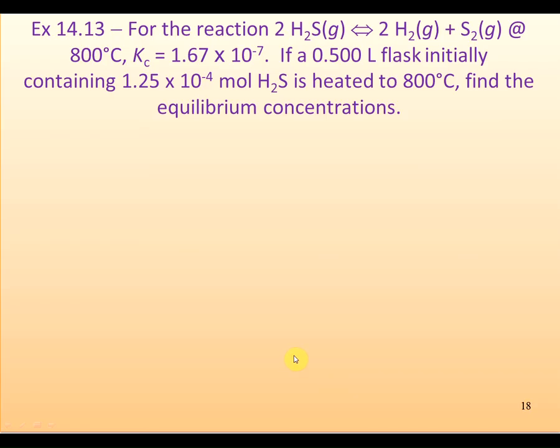Here we're looking at hydrogen sulfide being decomposed into hydrogen and sulfur, and they give us a K value. They also tell us that the volume of the flask is 0.5 liters, and that initially we have this many moles of hydrogen sulfide, and they want us to find the equilibrium concentrations. They're nice enough to give us the balanced chemical equation. Now we just have to start setting up our ice table.